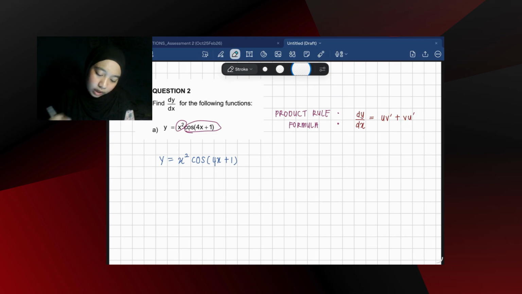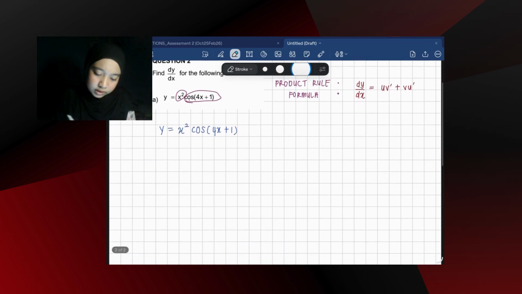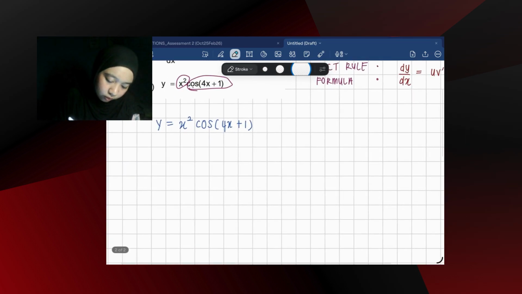A, y equals x squared cos 4x plus 1. This function consists of two terms multiplied together, which are x squared and cos 4x plus 1. Because they are multiplied, we must use the product rule. Here the product rule formula is dy over dx equals u v prime plus v u prime. For the first step, we need to identify the u and v.